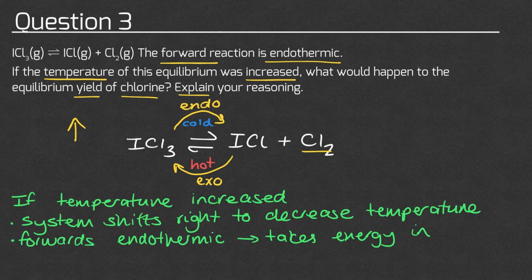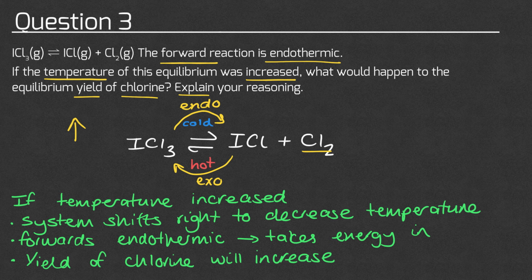Now, when we're explaining our answer, we have to give it in terms of energy. So we would say that it goes to the right because the forwards reaction is endothermic, and this means it takes energy in. Because if we're increasing the temperature, we're actually just adding extra energy. So the system wants a way to take in that extra energy, and we know that endothermic reactions will take in energy. Although the hot-cold way is another way you can work it out.